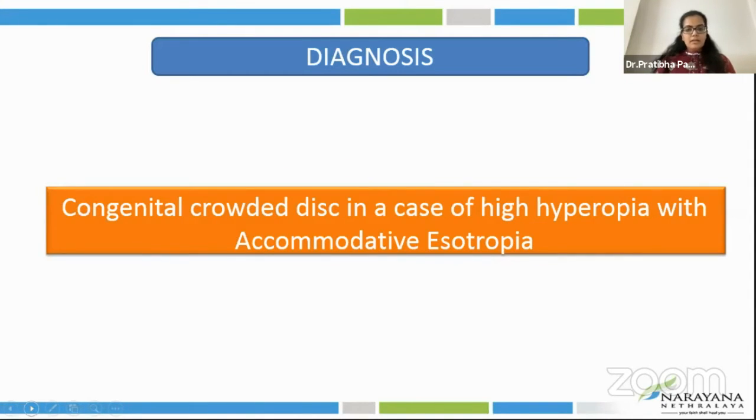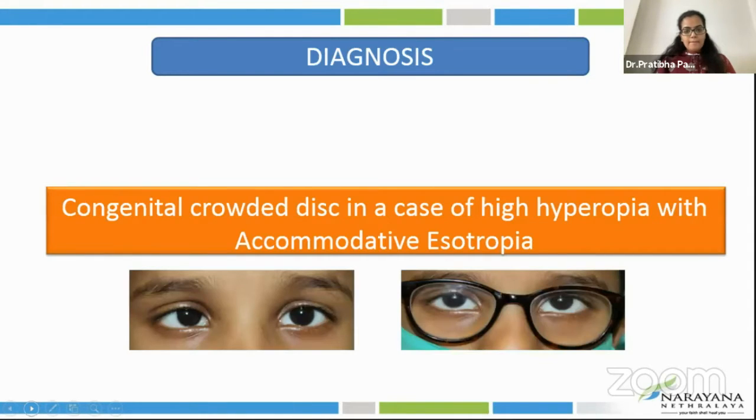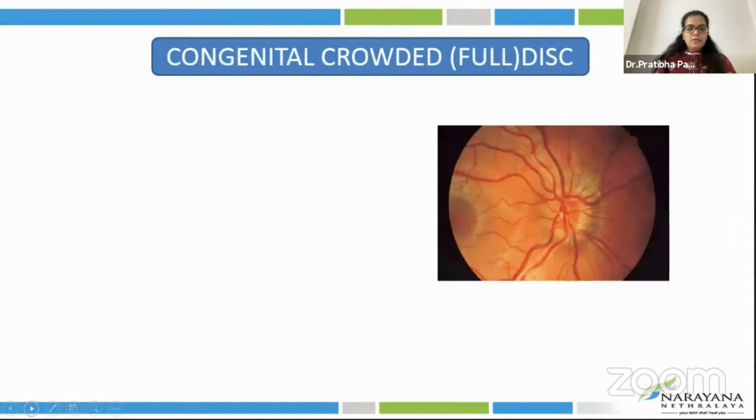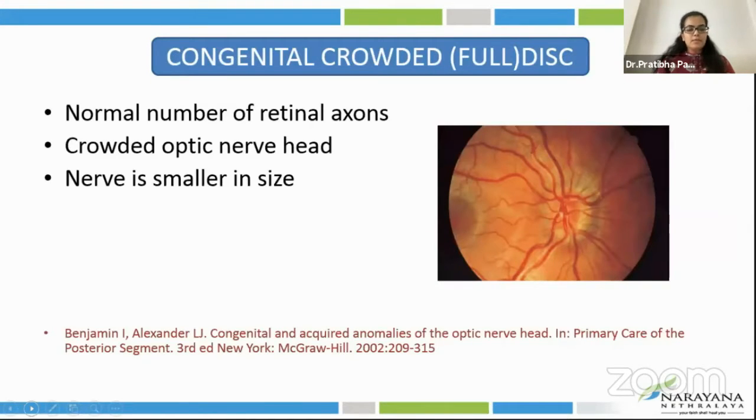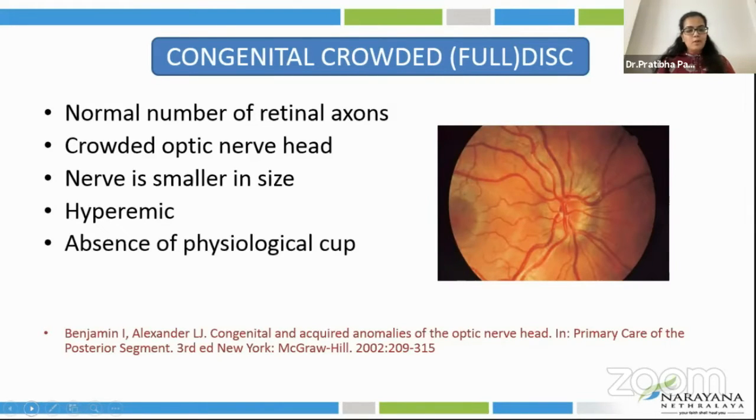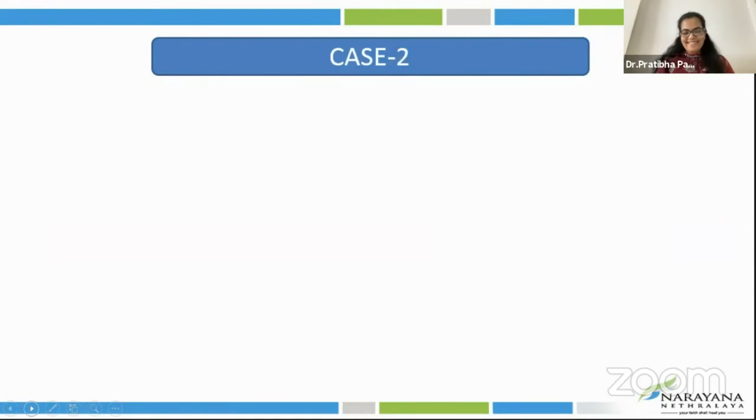So congenital crowded disc, in that you see a normal number of retinal axons. It is crowded, narrower, smaller in size, hyperemic with absent physiological cup and associated with hyperopic eyes.